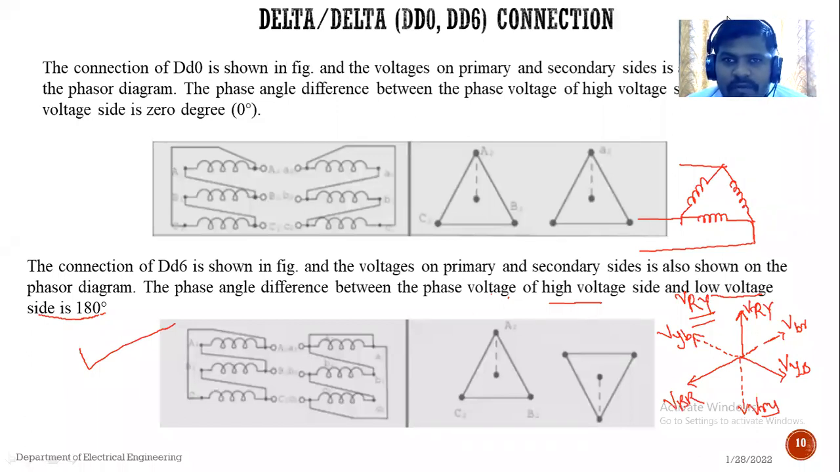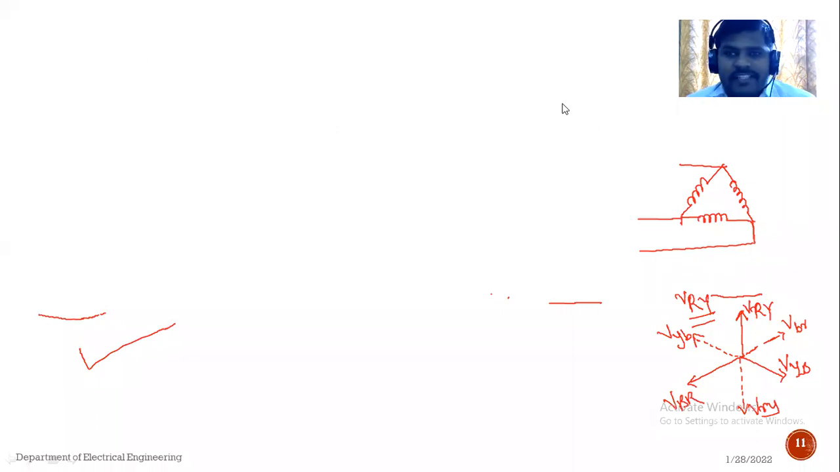Okay, see, this is the possible connection, that is delta delta 0 and delta delta 6. Now we will discuss the advantages and disadvantages. What are the advantages of these types of connection and what are the applications, or where it can be used? What advantages does this connection have? If we once understand the advantages of these types of connection, we are able to tell the applications.